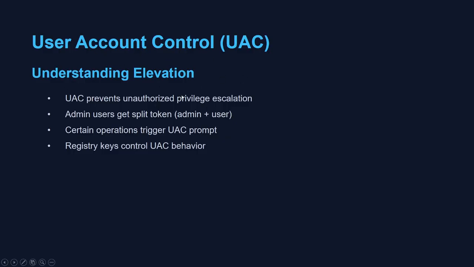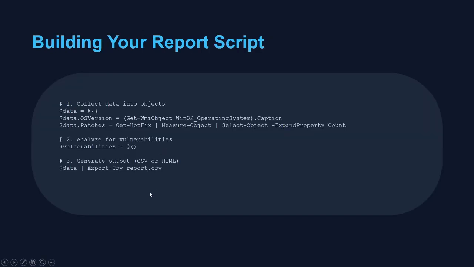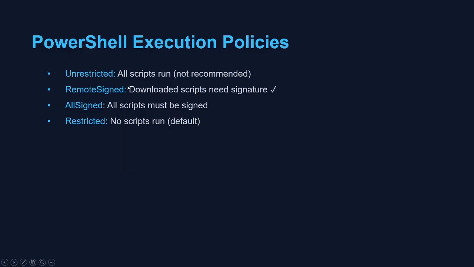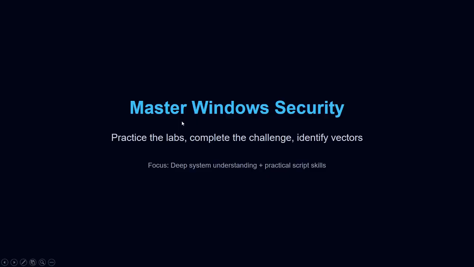And UAC prevents unauthorized privilege escalation. An admin user gets a split token, admin plus user. Certain operations trigger a UAC prompt. Yeah, a registry key controls UAC behavior. Build the report script, PowerShell module system. Yeah, this is for Active Directory. Unrestricted is not recommended. It's the PowerShell execution policy. It's recommended to use RemoteSigned. Downloaded scripts need a signature. AllSigned.